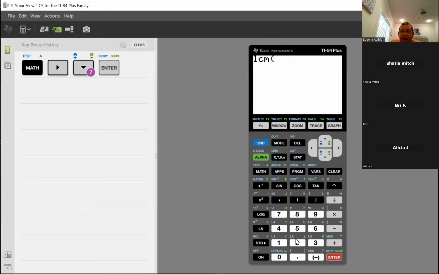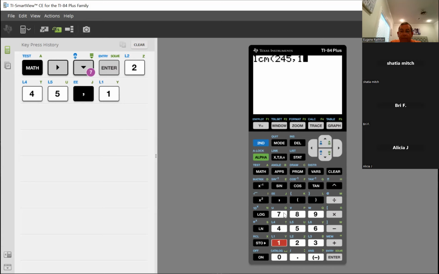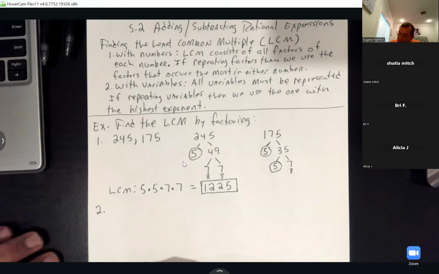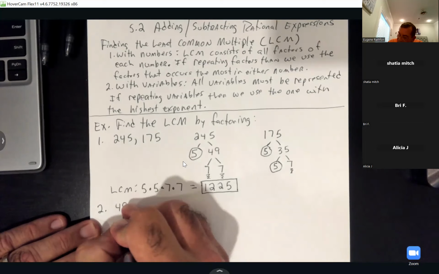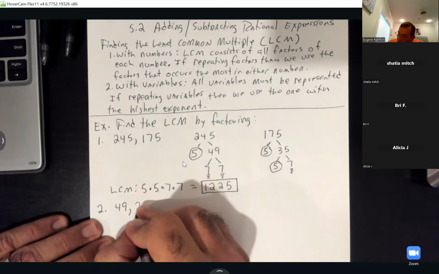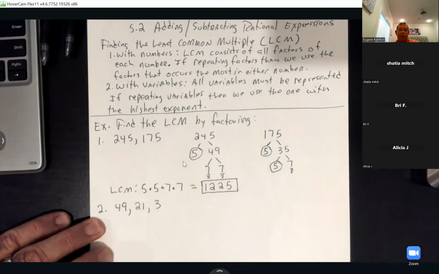I had 245, comma, there's a comma right above the 7, and then my second number was 175. So y'all, when we hit enter, it'll give us the least common multiple of 1,225. Okay. All right, so let's see what my number 2 is. So this one has three numbers: 49, 21, and a 3.